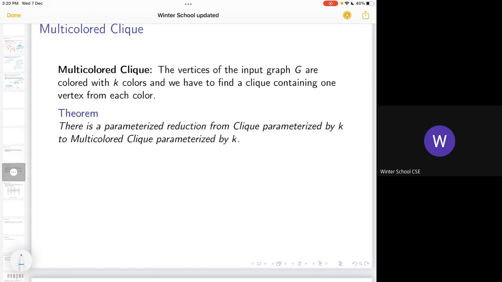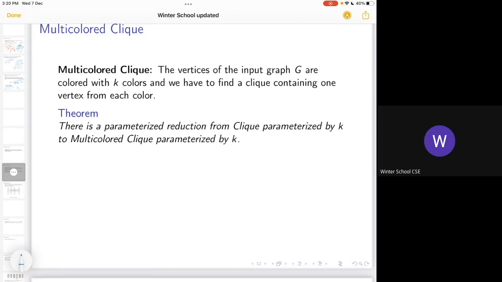So as an input, we are given a graph with k colors. Every vertex is assigned some color and we have k colors. Now the question is, does there exist a clique of size k which contains one vertex from each color? And we do not have multiple colors assigned to each vertex, exactly one color is assigned to each vertex.